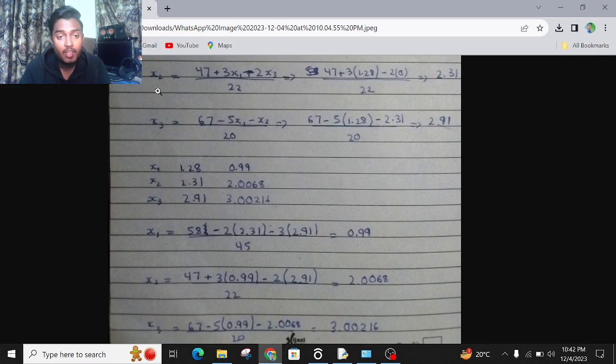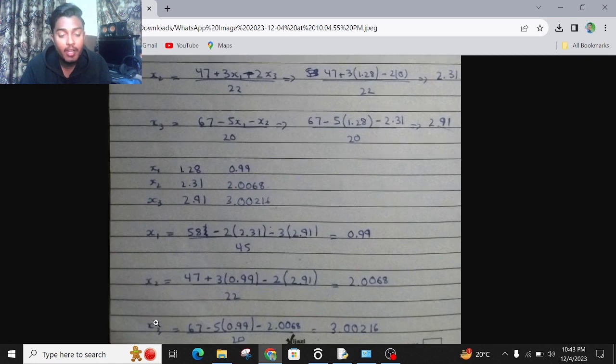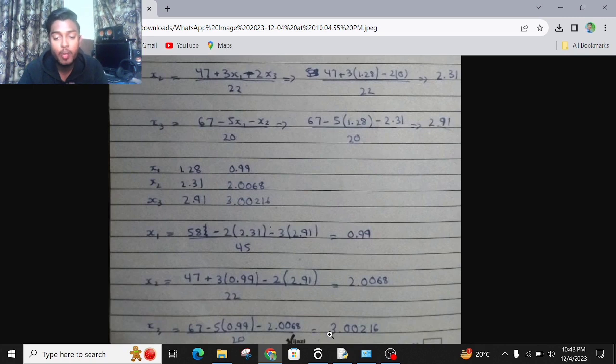For x2, we carry the same equation, but we change the values. As we determined x1 equals 0.99, we carry that 0.99 into this equation. Then we consider x3 equals 2.91. Then we get the solution, which is 2.0068. Then we come to x3. We take the same equation as above and just change the values. As we got x1 equals 0.99 and x2 equals 2.0068, we take these two values and put them in this equation to get the value of x3, which is 3.0026.